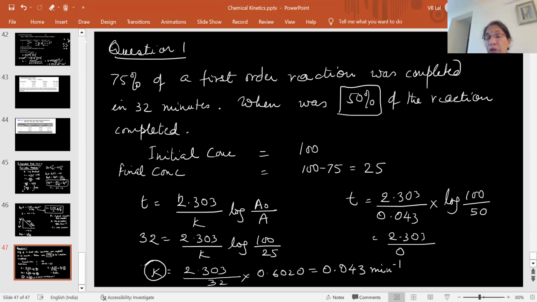So it will be 2.303 divided by 0.043 into log 2. So log 2 is 0.3010. So what will be the time? Calculating it, you will get 16 minutes.